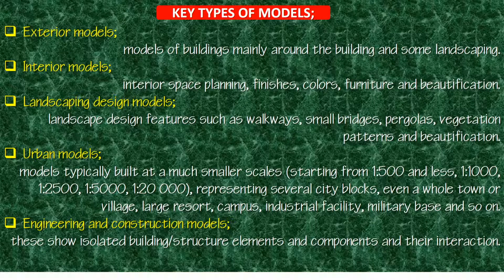Then we look at key types of models. Among these, we have exterior models, which basically means they are around the building. We have interior models. This is basically interior space planning, landscape design models, urban models. These are usually built on much smaller scales, between 500 and less. Then we also have engineering and construction models, which show isolated building structural elements.